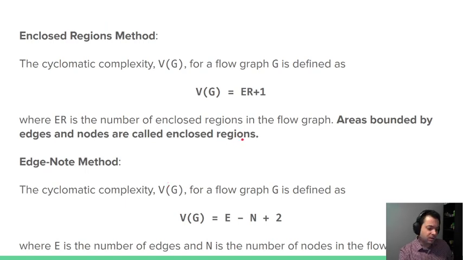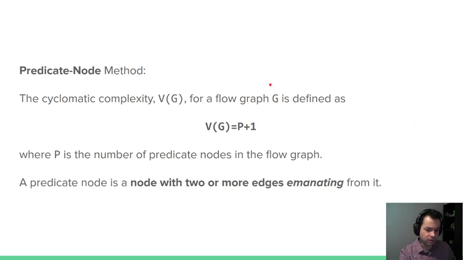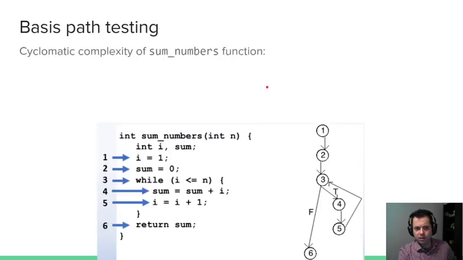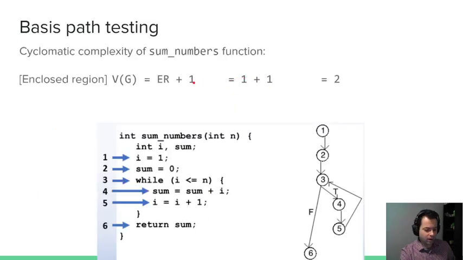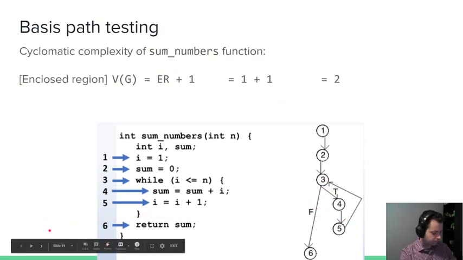Now, do you have to memorize these formulas? Not necessarily, unless you're doing coverage testing or, I guess, basis path testing a lot. But it's good to keep in mind that there are multiple ways to do this. So let's go ahead and walk through the example here, and then we'll end for today. So enclosed region, cyclomatic complexity is 2, right? Number of enclosed regions, 1 plus 1 is 2. Again, this is our enclosed region here.